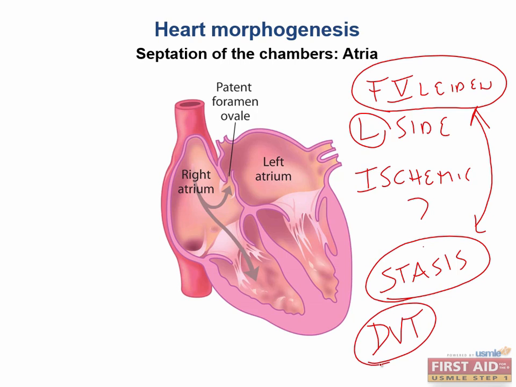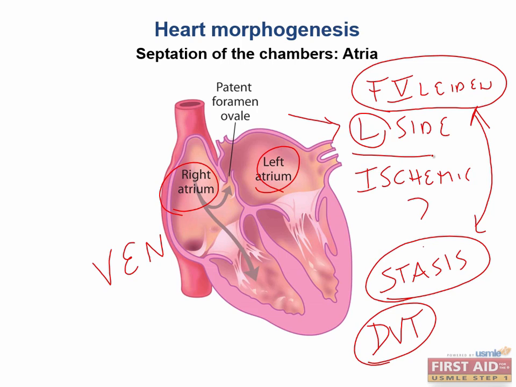DVT. The fact that he's suffering from neurological symptoms means that somehow this embolus crossed over from the venous or right side of the circulation into the left side of the circulation, and finally went up and lodged into one of the arteries of his brain and caused this left-sided hemiparesis.